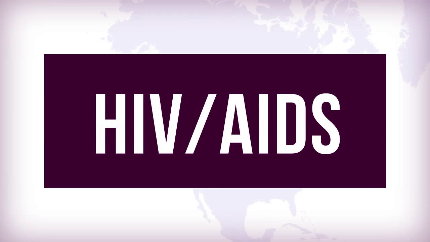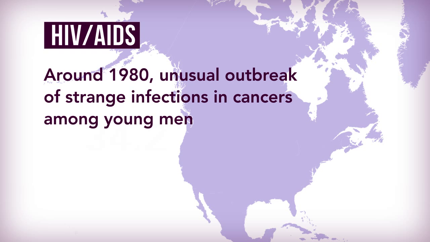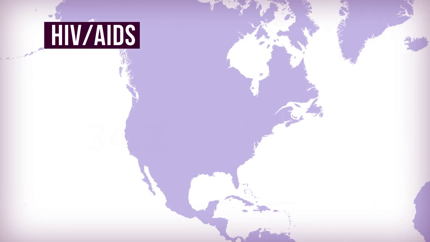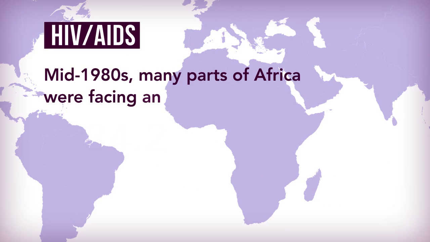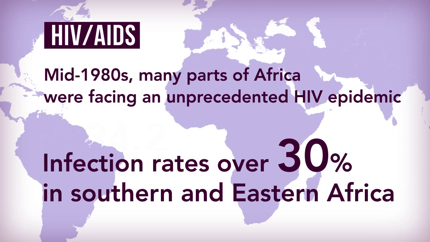HIV/AIDS. In and around 1980, there was a strange outbreak of unusual infections and unusual cancers among young men in San Francisco and New York. This later heralded the onset of HIV, which later was found as a retrovirus that caused these unusual diseases. By the mid-1980s, it became clear that many parts of Africa were facing a huge, unprecedented epidemic, with HIV infection rates rapidly exceeding 30% in many countries, particularly in southern and eastern Africa.